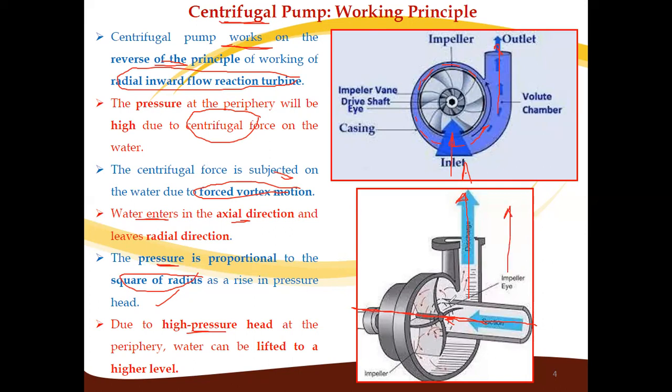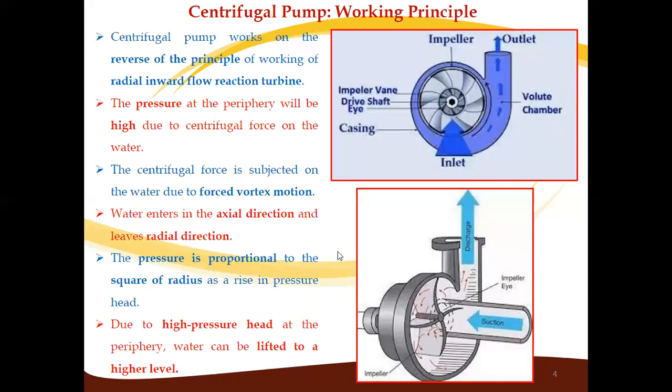Because the water gets sucked in through the suction, it will move along the impeller. When the impeller is rotated by the electric motor, it produces this vortex motion and develops a pressure, and this pressure gives the high pressure head. Because of this high pressure head, the water is lifted from a low level to a higher level. So this is the working principle behind this centrifugal pump.